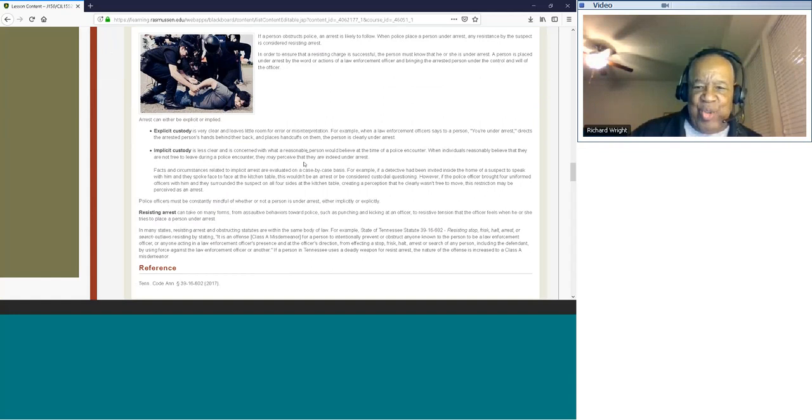I already kind of gave it to you, but it depends on a case by case basis. It says it's clear and leaves little room for error and misinterpretation when law enforcement says you're under arrest and directs the person to put their hands behind their back. Then the person is clearly under arrest. But implicit custody is less clear, and its concern is what a reasonable person would believe at the time of the encounter. When an individual believes that they are not free to leave, then they are under arrest. I already explained how you can deal with that issue.